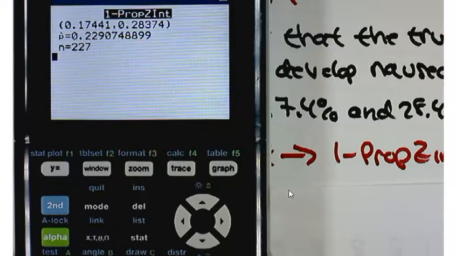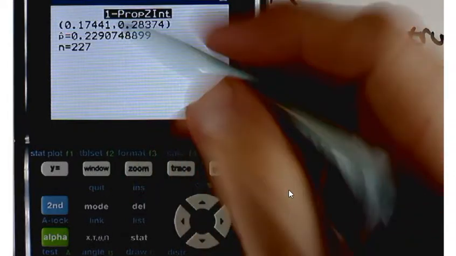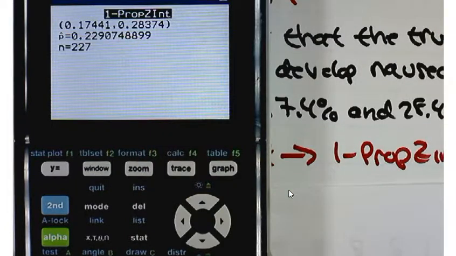I guess what I like about this is that it also gives you p hat, which is nice. It's not a big thing. The downside is that it doesn't give you E, right? If I asked you what E is, then you have to figure out what E is. But that's not too big of a deal.